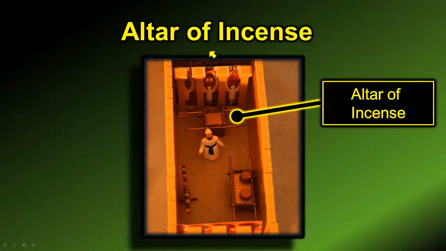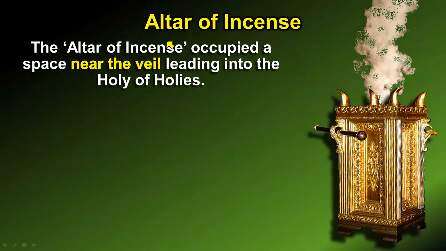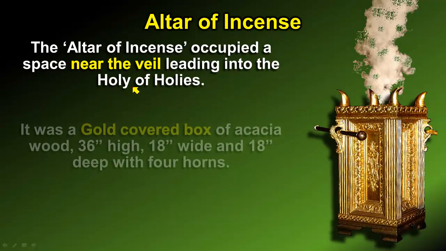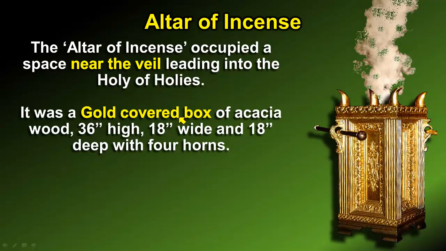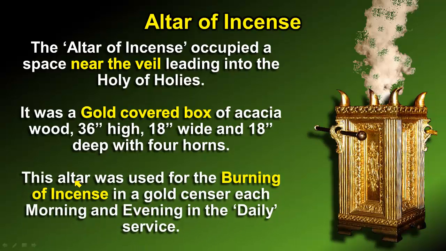Next, we're going to take a look at the altar of incense. Now, that was just before the veil, the inner veil, between the holy and the most holy area. The altar of incense occupied a space near the veil leading into the Holy of Holies. It was a gold-covered box, about 3 foot high, 18 inches wide. It had 4 horns on it, 1, 2, 3, 4. Of course, blood was dripped on those horns. And it was used every day during the daily service, the morning and evening services.